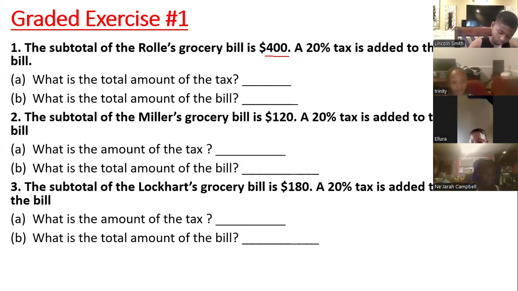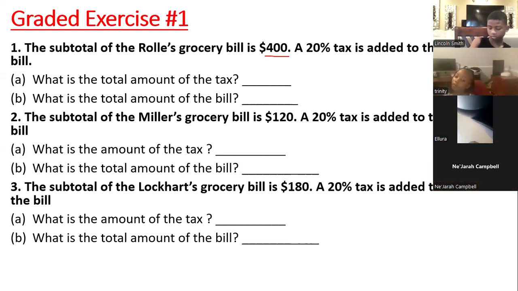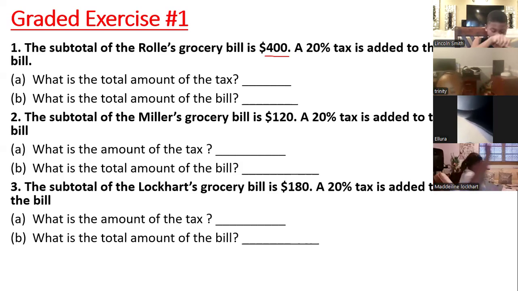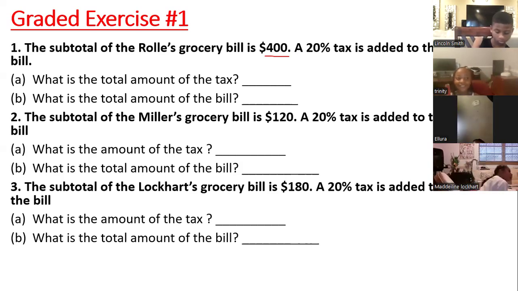So we have 20 over 100 multiplied by what? 120 over what? Over 1. So we cancel out this 0 with that 0, and then we cancel out this 0 on top with this 0 at the bottom. And so we are left with what? 2 over 1.